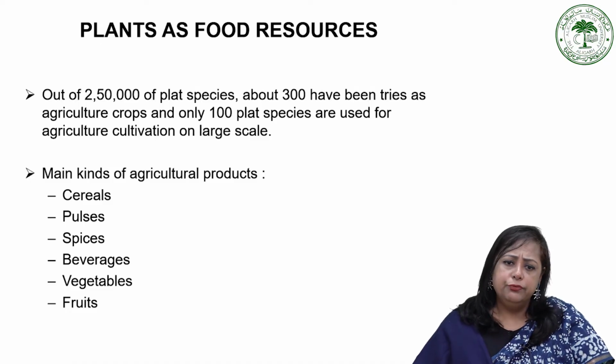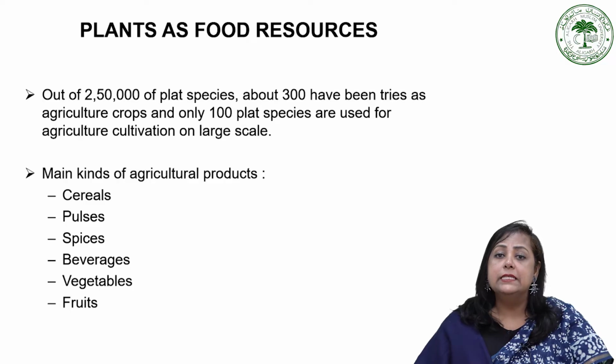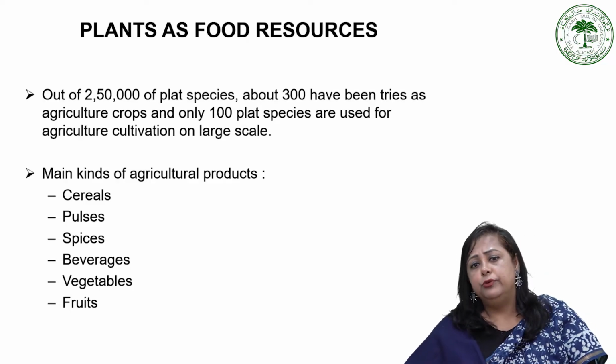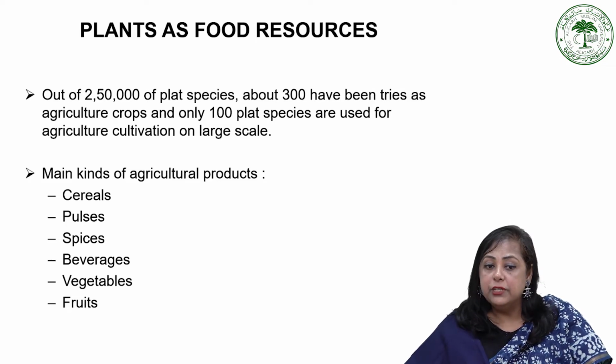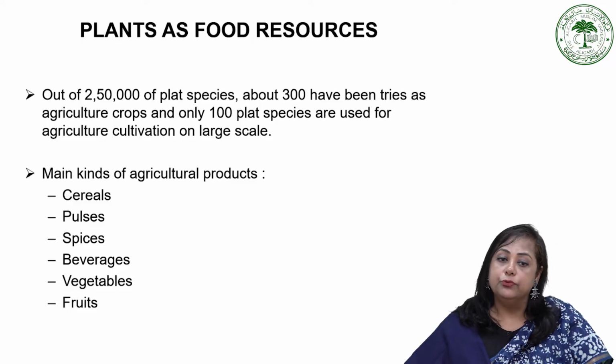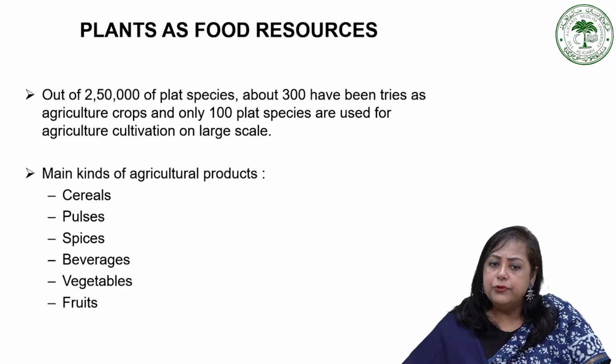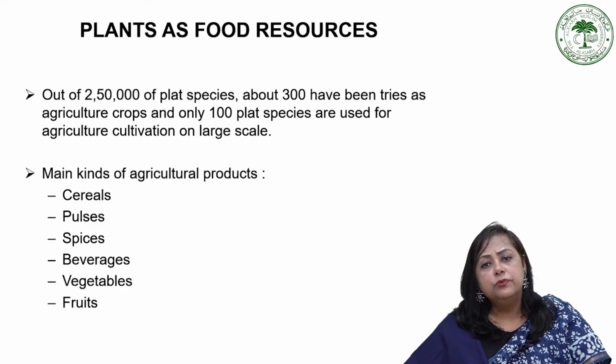So the main kinds of agriculture products are the cereals. We call it the mota anaj. Pulses, very important for the vegetarian. Pulses are the source of protein. Spices, which add fragrance to the food. Beverages, vegetables and fruits. So these are the different kinds of agriculture products which we get from the plants and which we daily use.